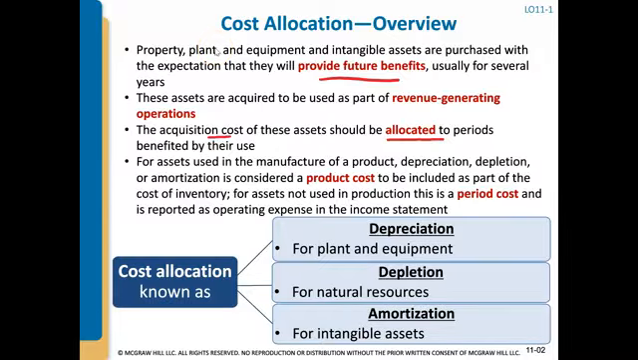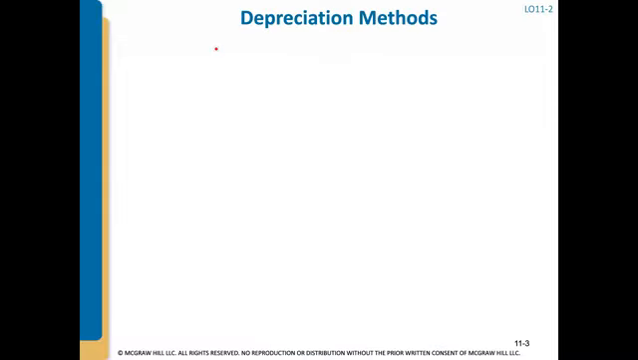There are three different cost allocation terms. Depreciation is used when we allocate the cost for property, plant, and equipment. Depletion is the term we use when we allocate costs for natural resources, and amortization is the term for intangible assets. But they all use similar formulas to calculate the depreciation, depletion, and amortization. The various methods are similar for each of the different types of assets.